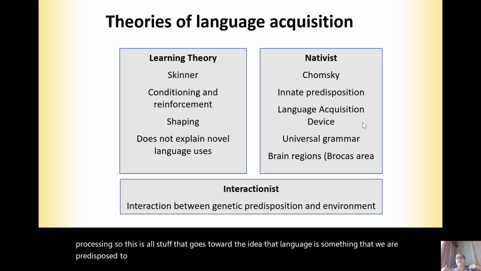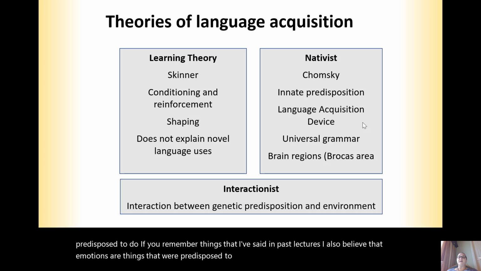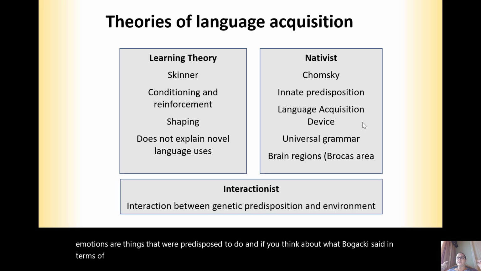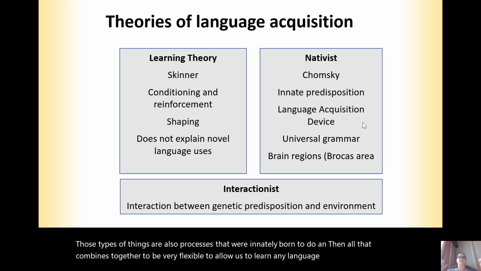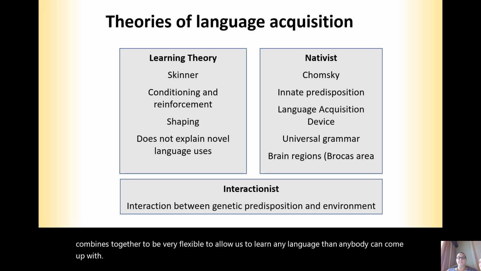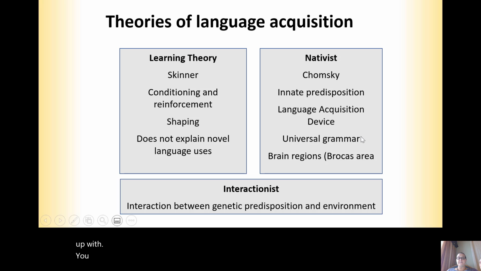If you remember things that I've said in past lectures, I also believe that emotions are things that we're predisposed to do. And if you think about what Vygotsky said in terms of these learning processes of attention and memory, those types of things are also processes that we're innately born to do. And then all of that combines together to be very flexible, to allow us to learn any language that anybody can come up with, you know, even computer languages.